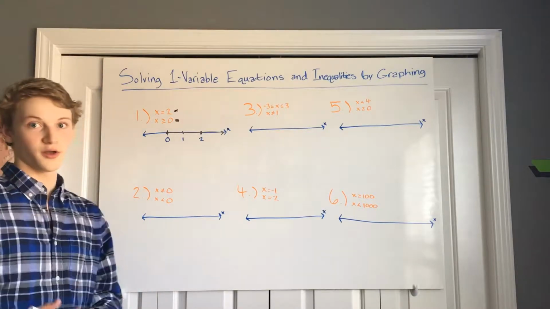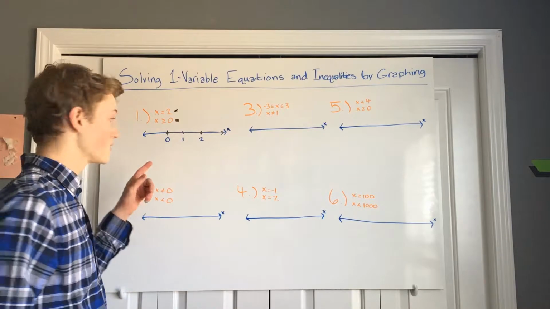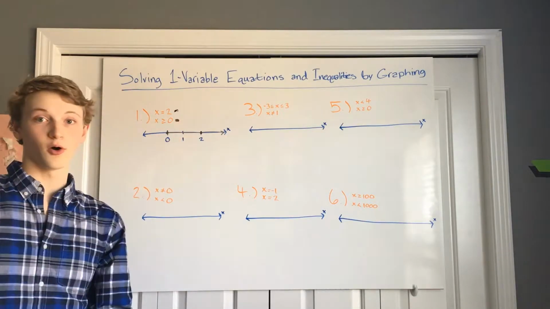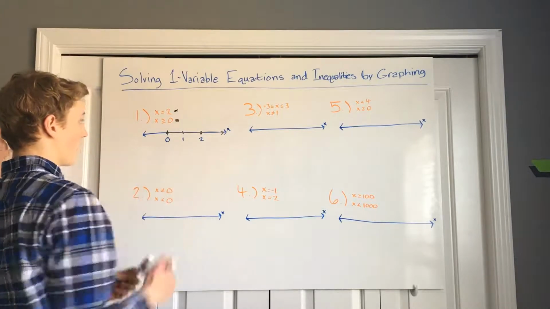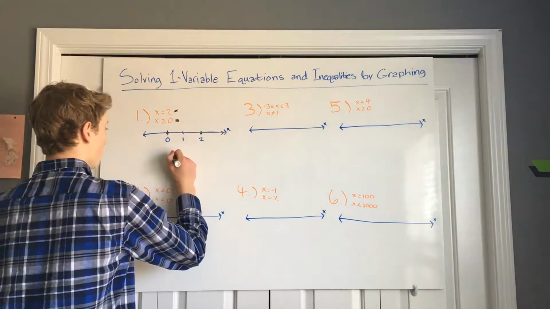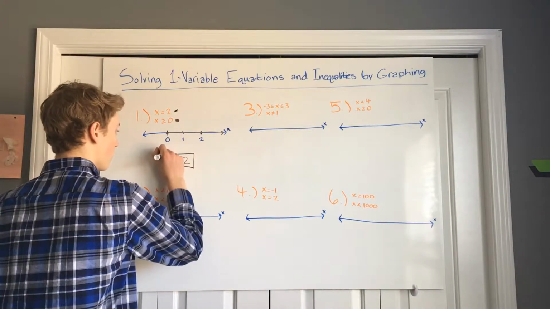So now to solve it, we need to come up with a new equation that is true for both of them. So we have to figure out where they both overlap. And right here, the only place they overlap is at 2. So our answer is x equals 2.